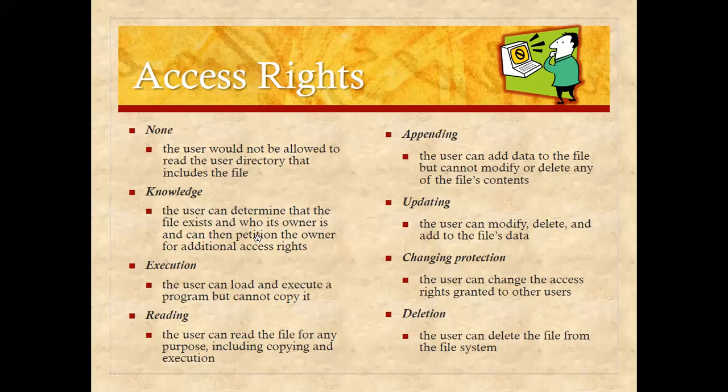Suppose you want to download some paper from some research agencies like IEEE or Springer. There you are able to see the author details, references and all, but the full text you are not associated with. You cannot access the full content without the permission of that publisher. The execution. The user can load and execute a program but cannot copy it. It is clearly mentioned that you can use that file, you can open that file, but you cannot copy it for your own purposes.